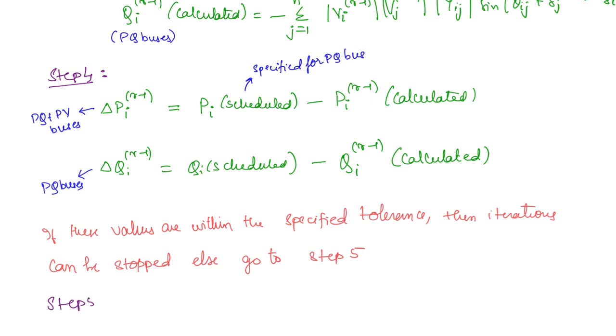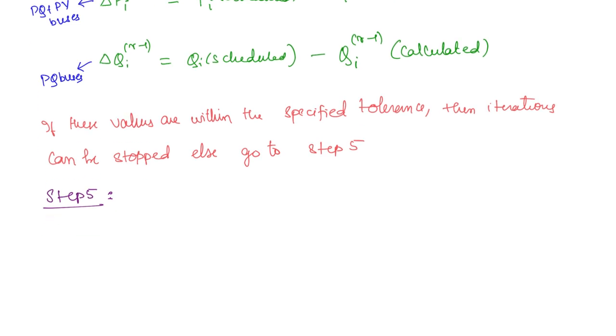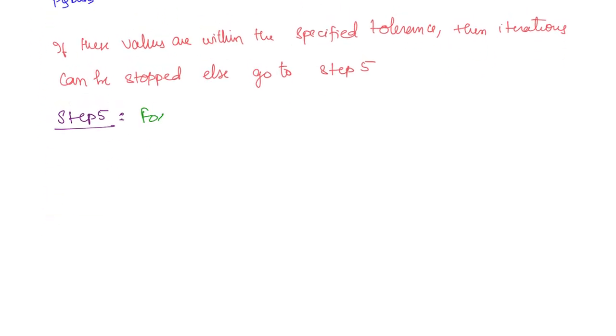That is the next step. So what we are going to do here? We are going to form the Jacobian matrix.